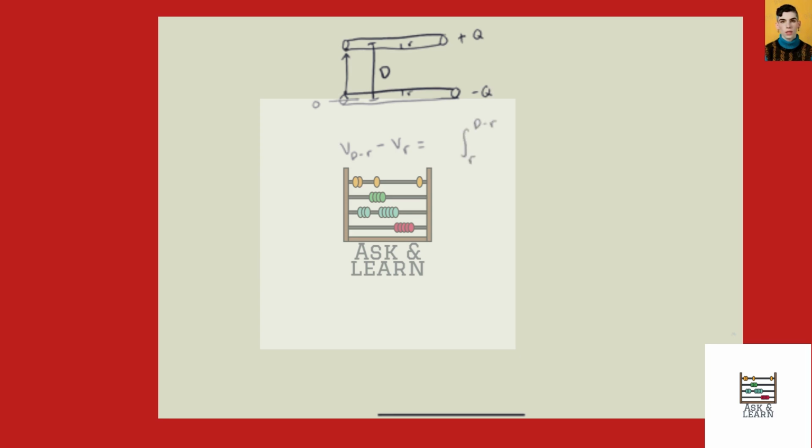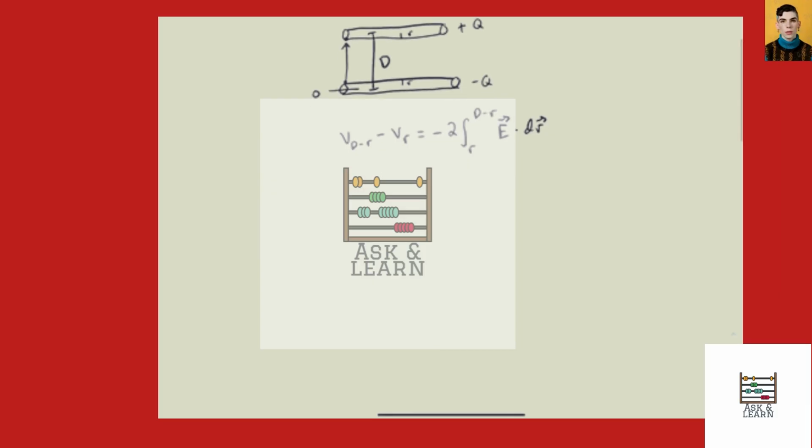And then we're integrating from r to d minus r. Now, by definition, this is a negative for the potential. I'm going to integrate the field dot dr. So that's negative, but also since we have a field contribution from both wires, we need to double this. And so the left side of the equation, we just get delta V. And the right side, we have integral from r to d minus r.